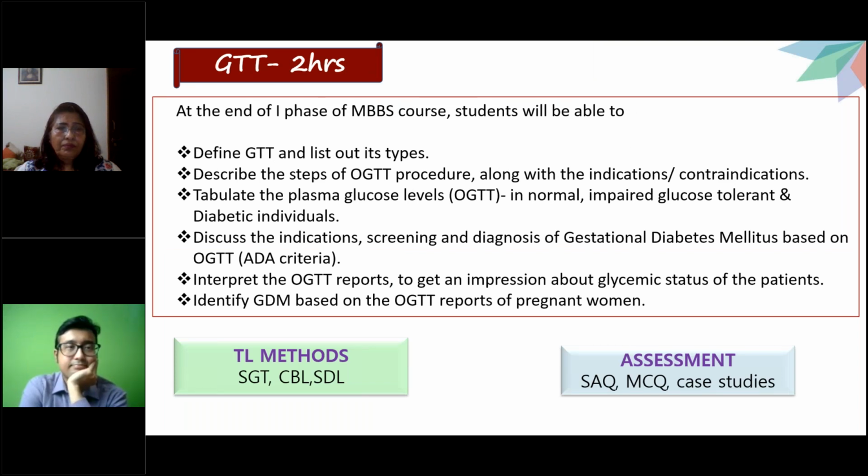Next will be the GTT session, which will be for 2 hours. At the end of the first phase, students will be able to define GTT and list out its types, describe the steps of the OGTT procedure along with the indications and contraindications, tabulate the plasma glucose levels in normal, impaired glucose tolerant and diabetic individuals, discuss the indications, screening and diagnosis of gestational diabetes mellitus based on OGTT, ADA criteria, and interpret the OGTT reports to get an impression about the glycemic status of the patients. Identify gestational diabetes mellitus based on the OGTT reports of pregnant women. The TL methods will be SGT, case-based learning and SDL. Assessment will be by SAQs, MCQs and case studies.